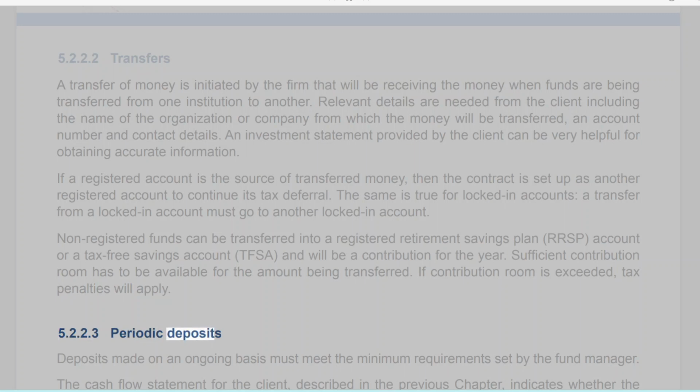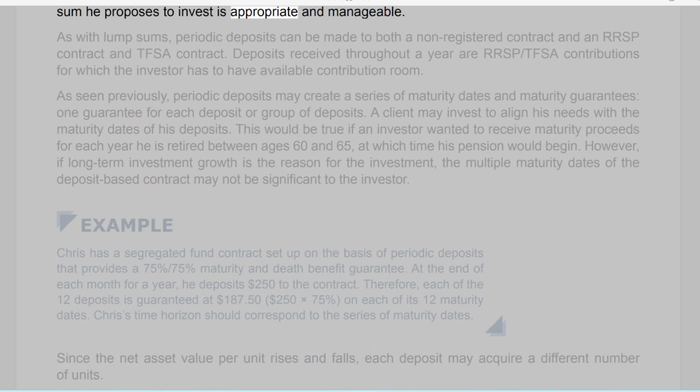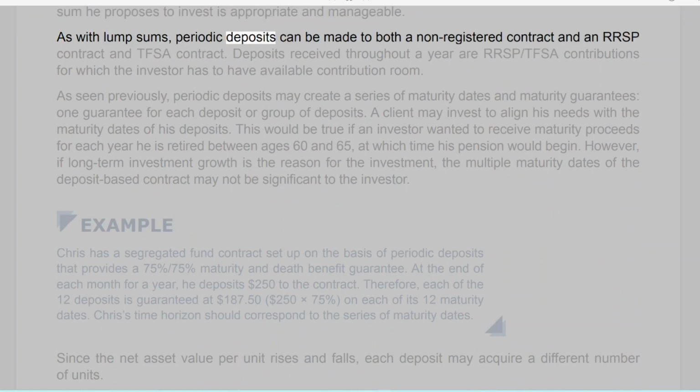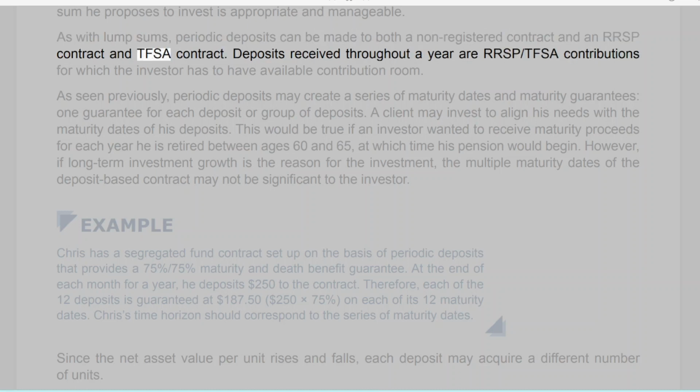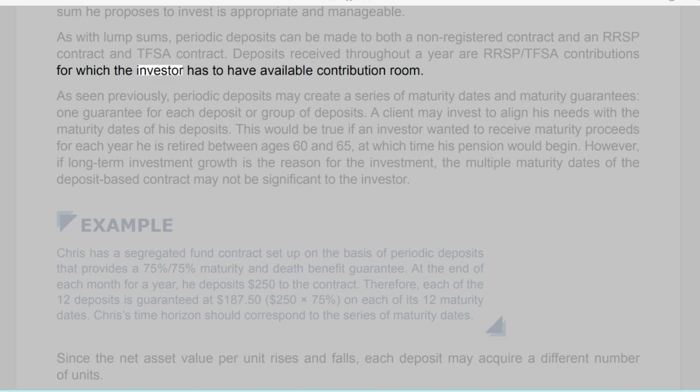5.2.2.3 Periodic deposits. Deposits made on an ongoing basis must meet the minimum requirements set by the fund manager. The cash flow statement for the client, described in the previous chapter, indicates whether the sum he proposes to invest is appropriate and manageable. As with lump sums, periodic deposits can be made to both a non-registered contract and an RRSP contract and TFSA contract. Deposits received throughout a year are RRSP/TFSA contributions for which the investor has to have available contribution room.